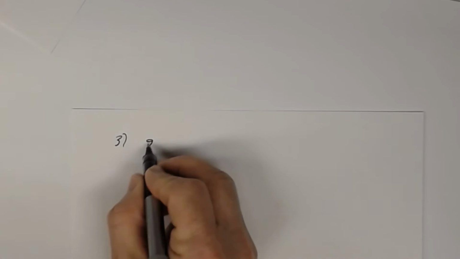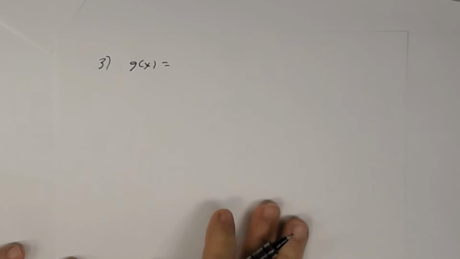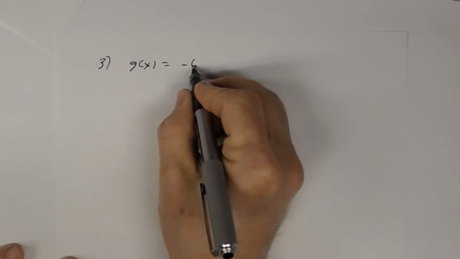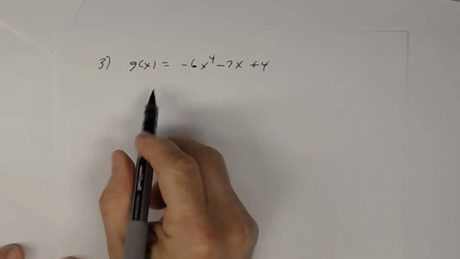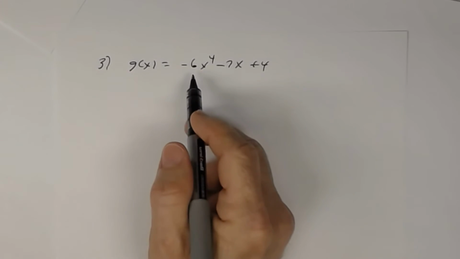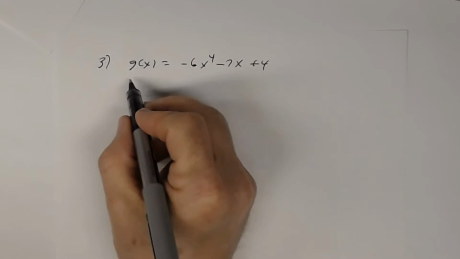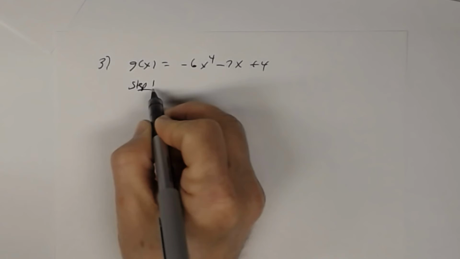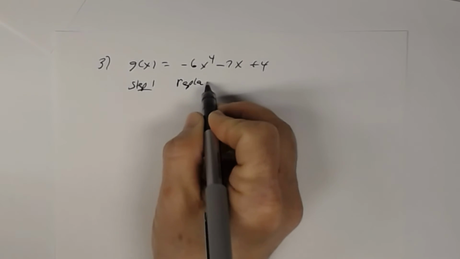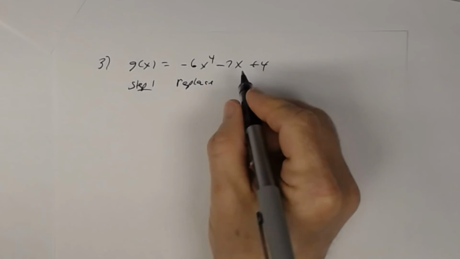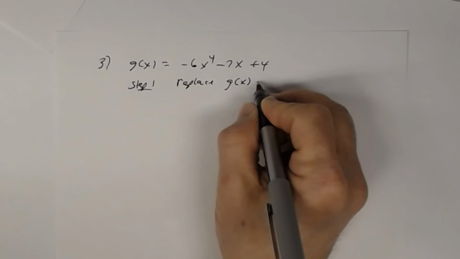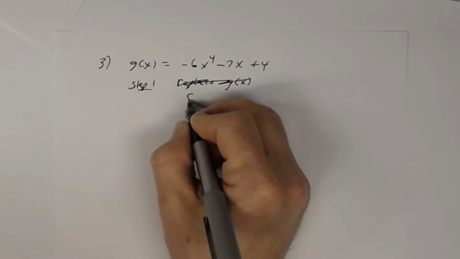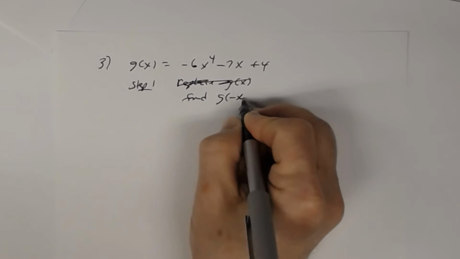Number 3, g of x equals negative 6x to the fourth minus 7x plus 4. So you would determine if this function is even, odd, or neither. So step one, remember, is to always replace. Step one, replace. Now, since I'm talking about g of x, I'm going to say replace g of x, or I'm sorry, find g of negative x. So step one.